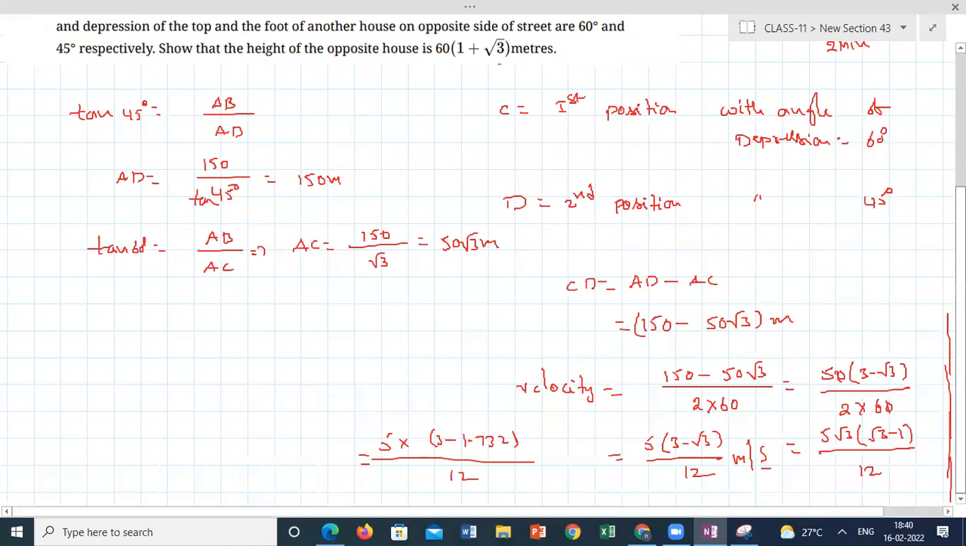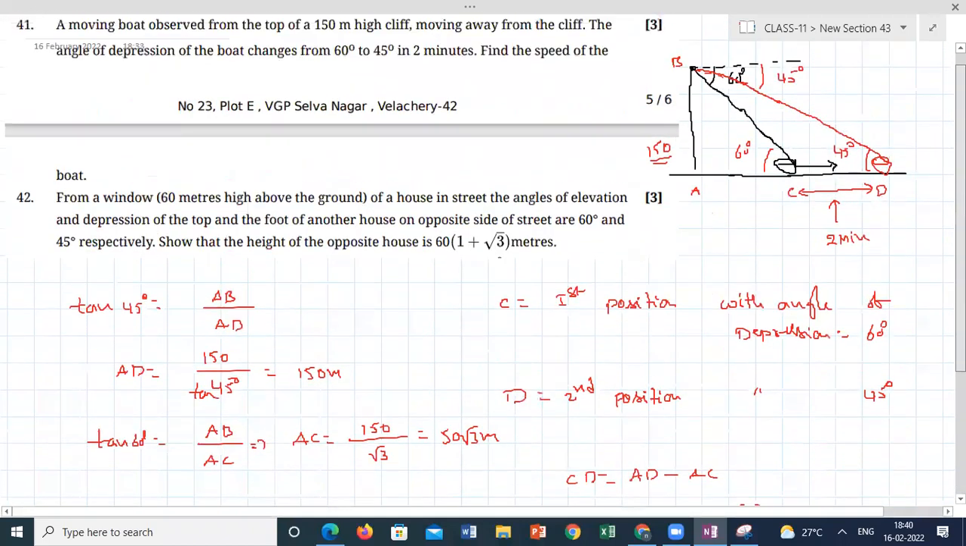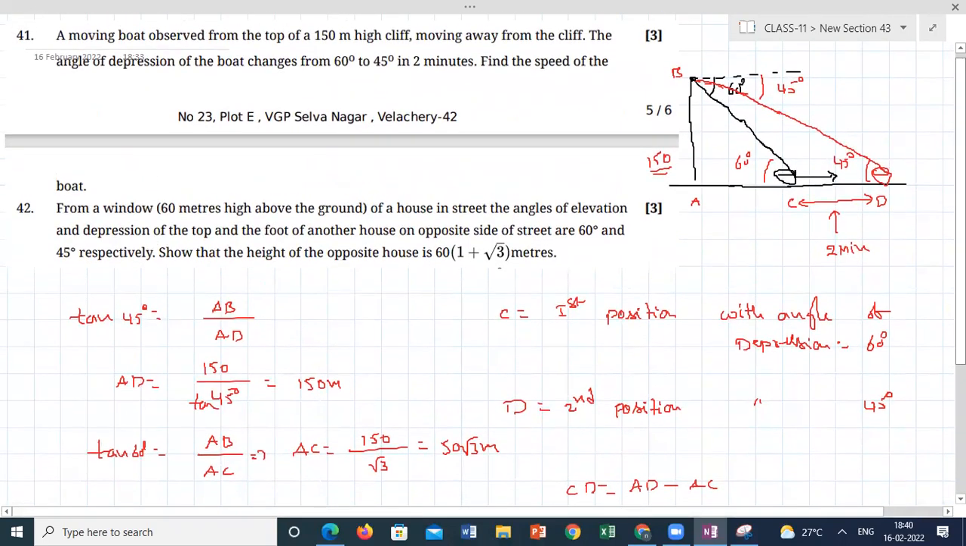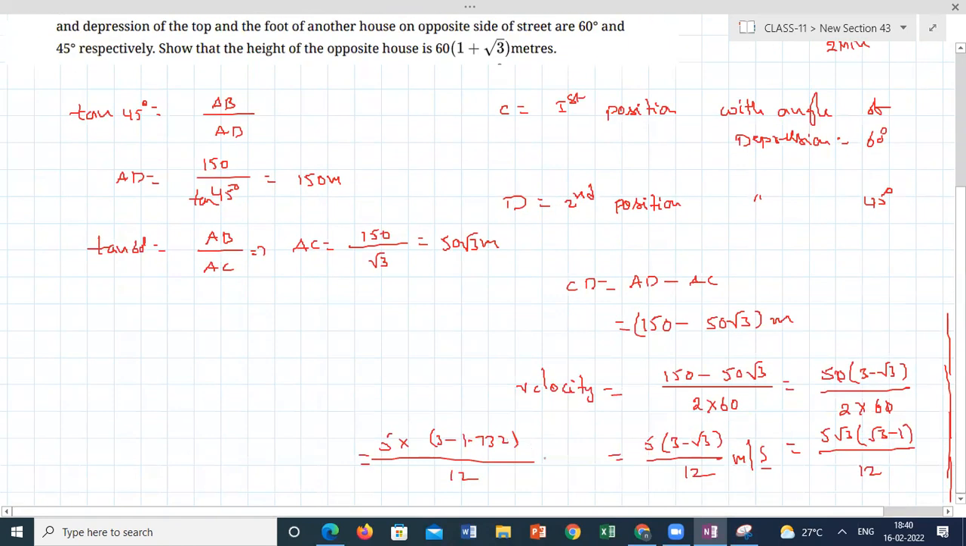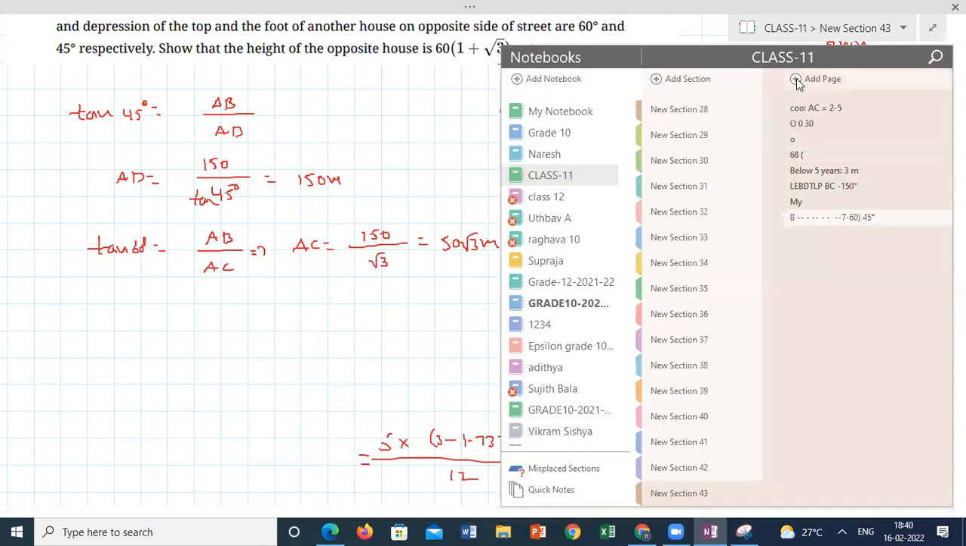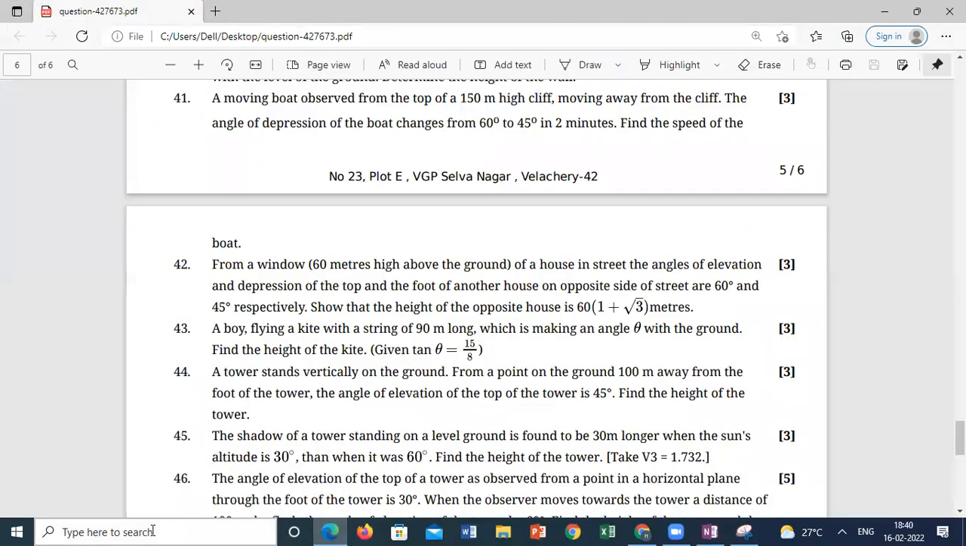Suppose sometimes they will ask us to calculate in kilometer per minute and so on. Then you have to change. Suppose the same question asks you to find kilometer per minute or kilometer per hour; once you got the meter per second answer, based on the requirement, you have to change. But here they didn't ask anything, so you can represent the answer in whatever way you get.